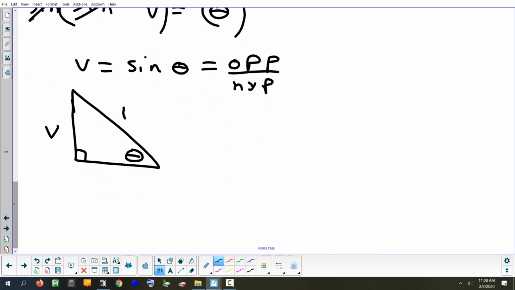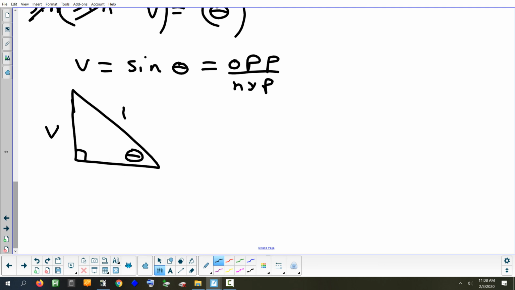Opposite over adjacent. Opposite, we're good, we got it. Adjacent, no, we don't have it. So, Chris, how do I find the adjacent using the two sides that I know? Yep, use the Pythagorean theorem.